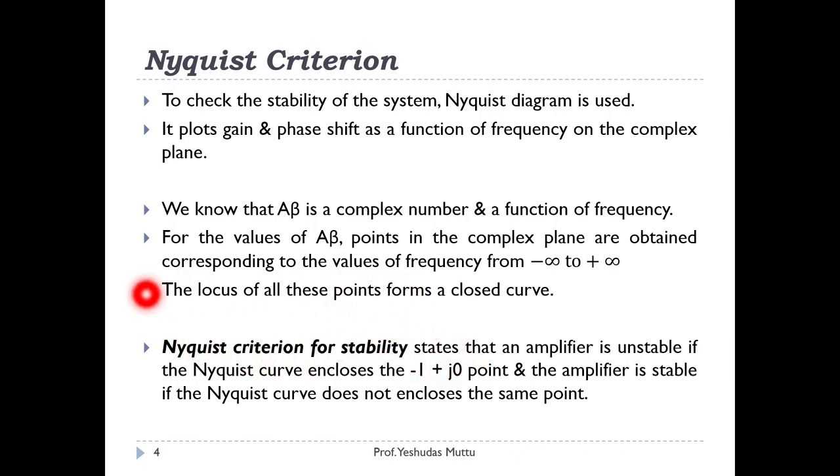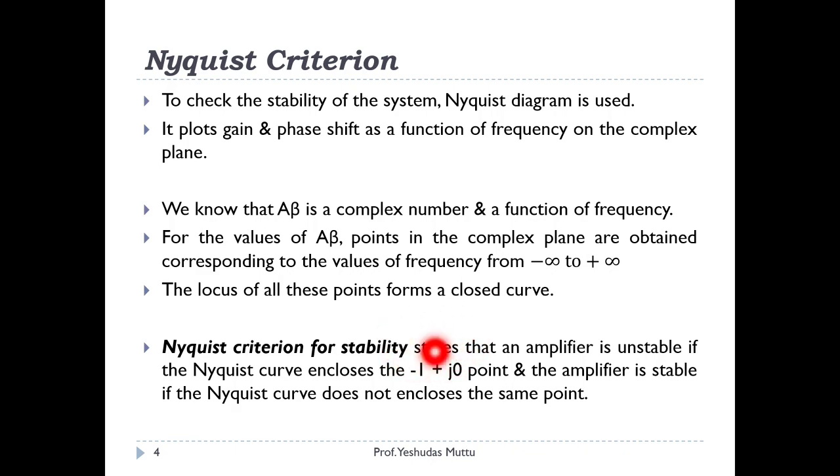What does Nyquist criterion state? It states that the amplifier is unstable if the Nyquist curve encloses the -1 plus j0 point. This is a very important point, -1 plus j0. You will come to know later as we progress with this video. So as of now, just remember this -1 plus j0.